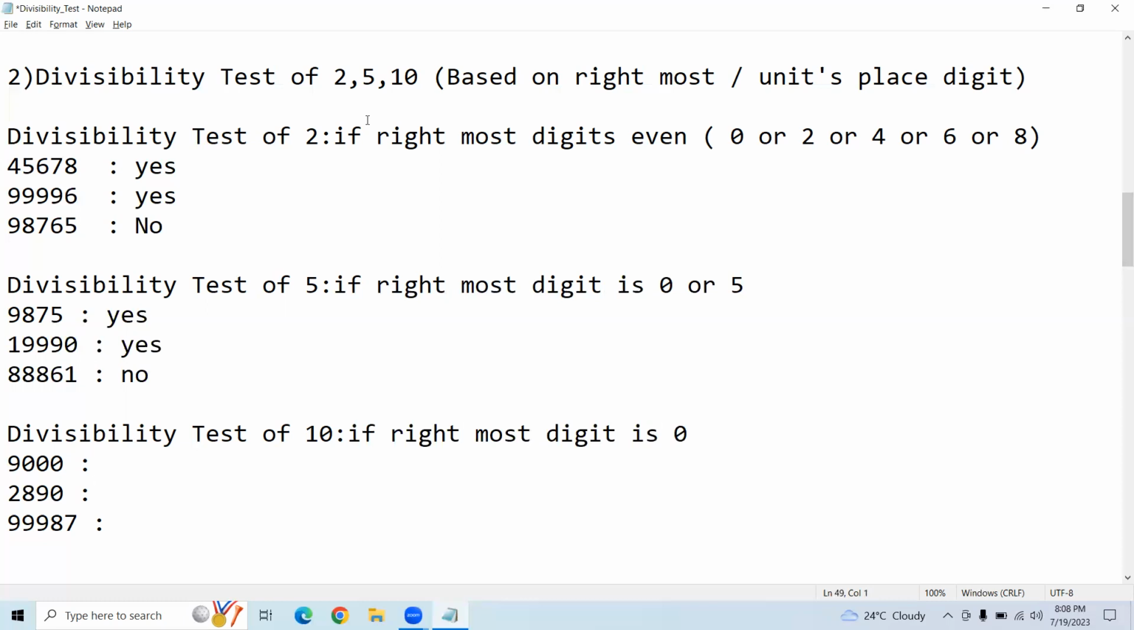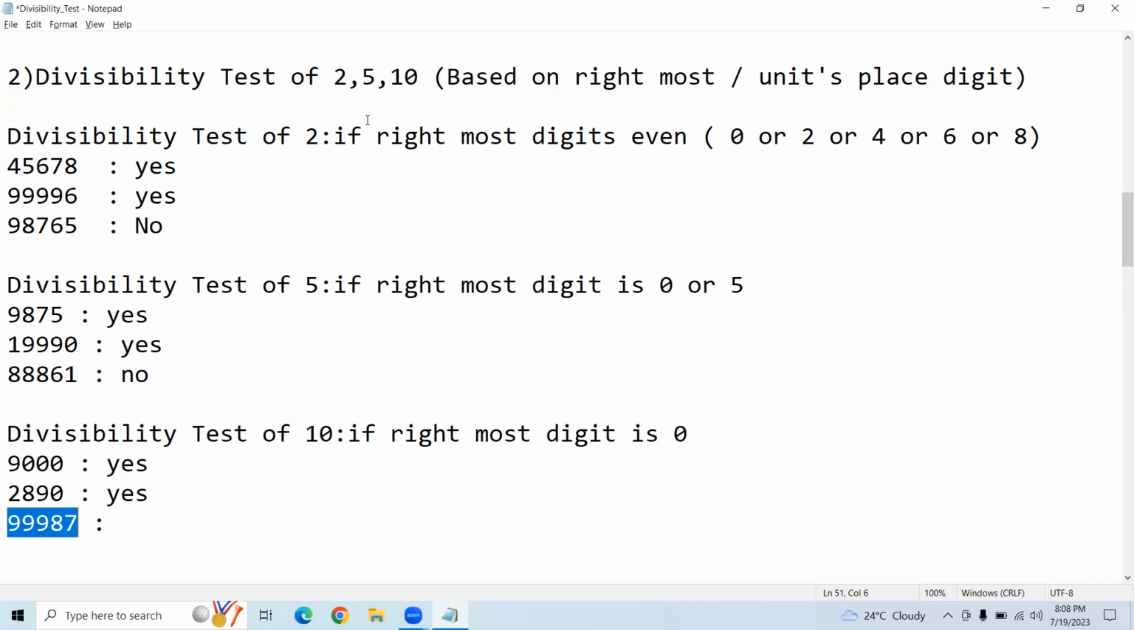So let's look at this number 9,000. We have 0 at the end. Yes, so this number is divisible by 10. Let's look at the second number, 2890. What is the unit place digit? 0. So this number is divisible by 10.